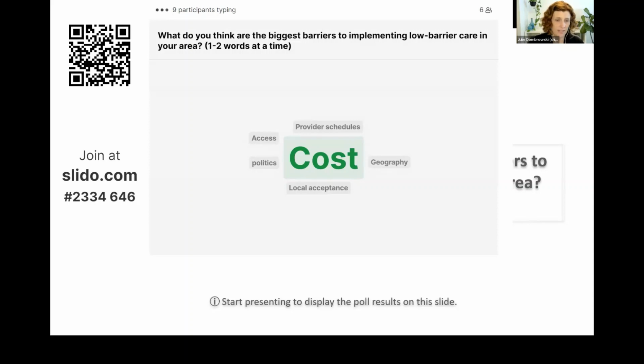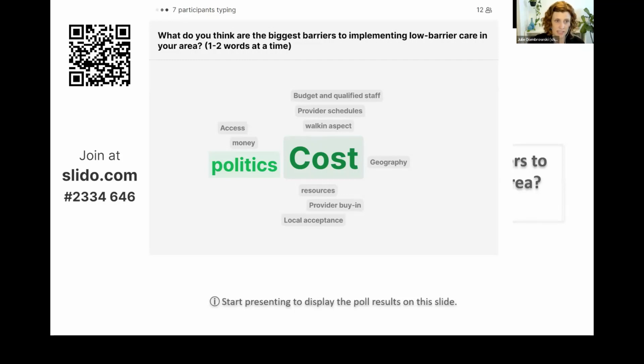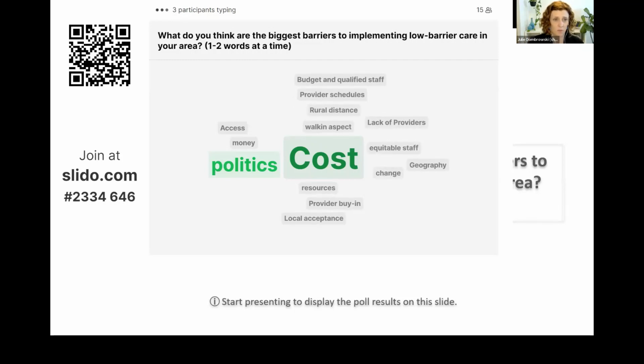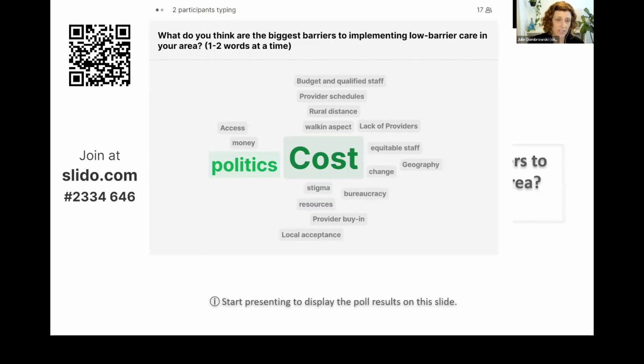So cost is coming up, and I anticipated, and we'll see if that stays the biggest one. Geography, which I think is probably getting again at rural, urban, or difficulty accessing. Politics, money, same thing as cost. Yep, rural, provider schedules, absolutely. Qualified staff or lack of qualified staff. Stigma, bureaucracy, provider buy-in. So that's interesting. That's interesting. I assume that means not having provider buy-in.